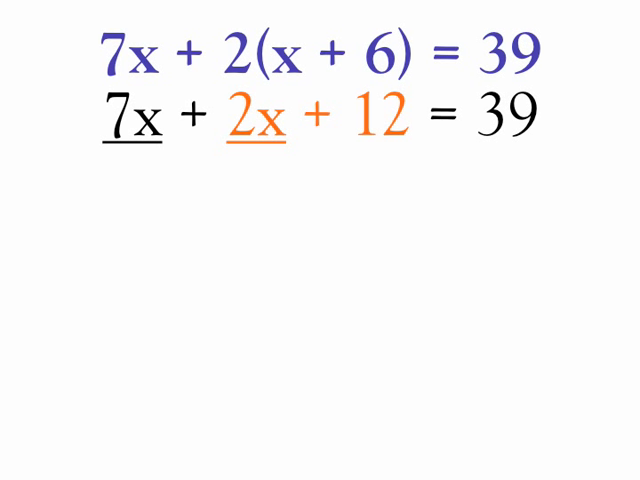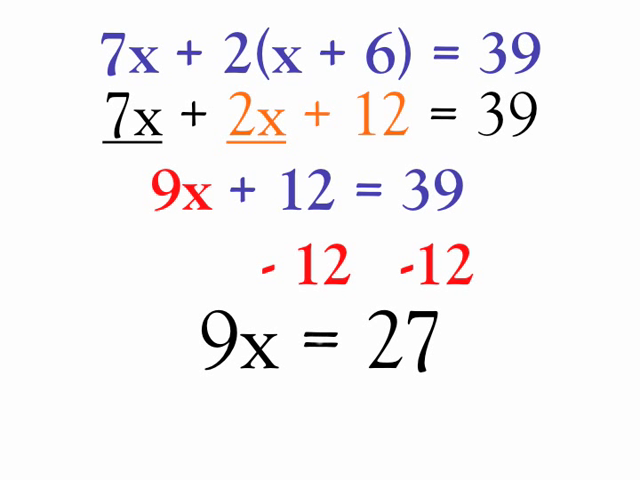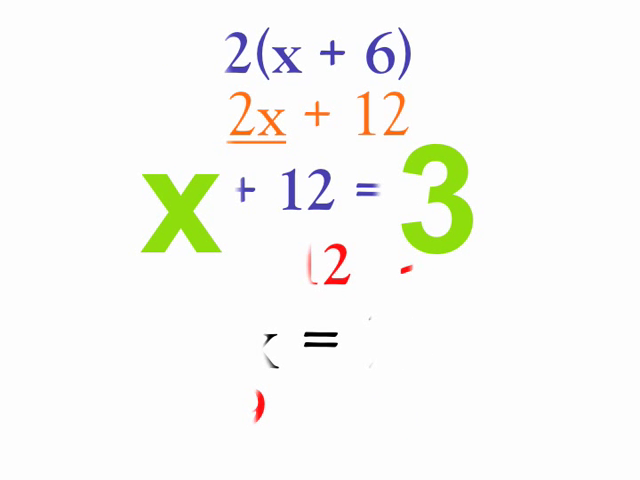Now I need to combine my like terms on the left-hand side. 7x and 2x combine to make 9x, and plus 12 is equal to 39. Now, my two-step equation, the opposite of plus 12 to both sides is minus 12. When I do that, I get 9x is equal to 27. Now I need to divide both sides by 9. And when I do that, 27 divided by 9 makes 3.